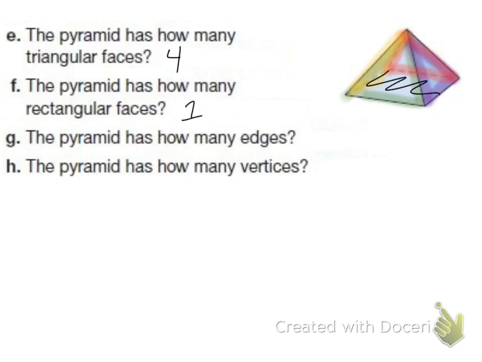How many edges does it have? Okay, well, let's count the edges. Those are going to be the lines. So we have 1, 2, 3, 4, 5, 6, 7, 8. So there are 8 edges. And then it asks how many vertices does it have. So remember, that's the points. So we have 1, 2, 3, 4, 5. We have 5 vertices. Okay?